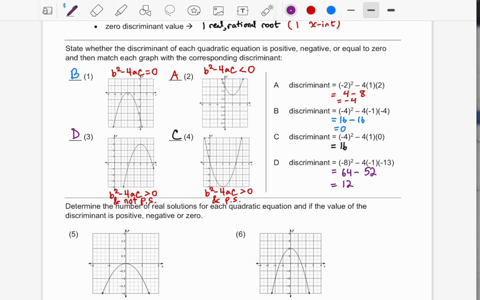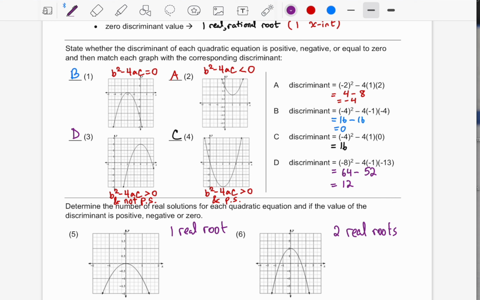All right. So then numbers 5 and 6 are actually pretty easy because we don't even need to do any math here. Determine the number of real solutions, aka how many times it crosses the x-axis. All right, so one real solution, one real root is what we would say. The Regents says solutions, I don't like that. 2 real roots.